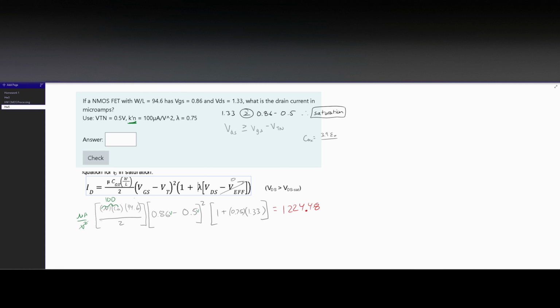And then we have our 1 plus lambda. We have our VDS in here as well. So that's the 1.33. So really this is pretty simple. If we have the equation and we know it's in saturation, we're just plugging everything in. And from this, we are going to get 1224.48 for this particular problem. And this is in microamps.